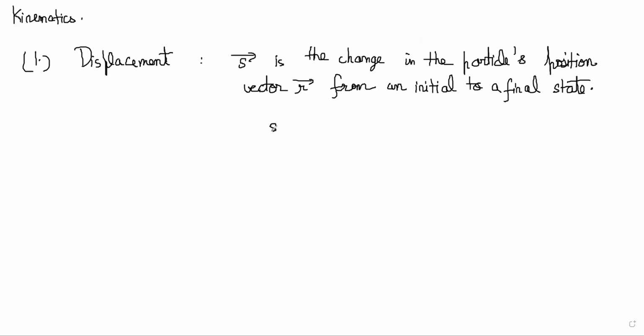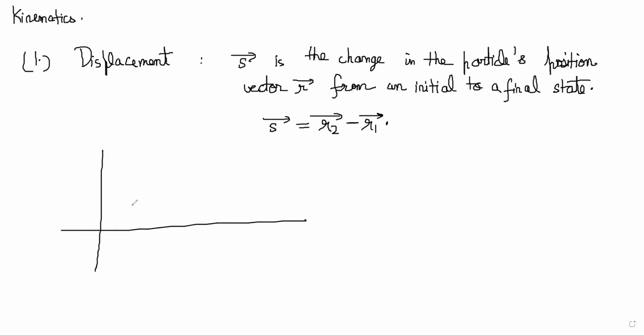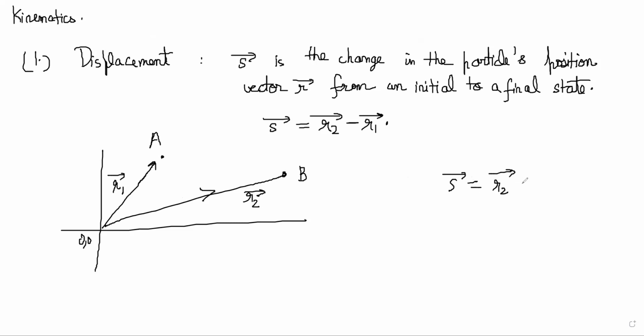So what this means is S vector is simply equal to R2 vector minus R1 vector. How do you define this position vector? Position vector is a vector drawn from the origin of coordinates to its current position. So let's say a particle was here. This is your initial position vector. And let's say after some time it went to this point B. This is your final position vector. So now the displacement vector is basically R2 minus R1, which is this particular line. That is defined to be your displacement vector.